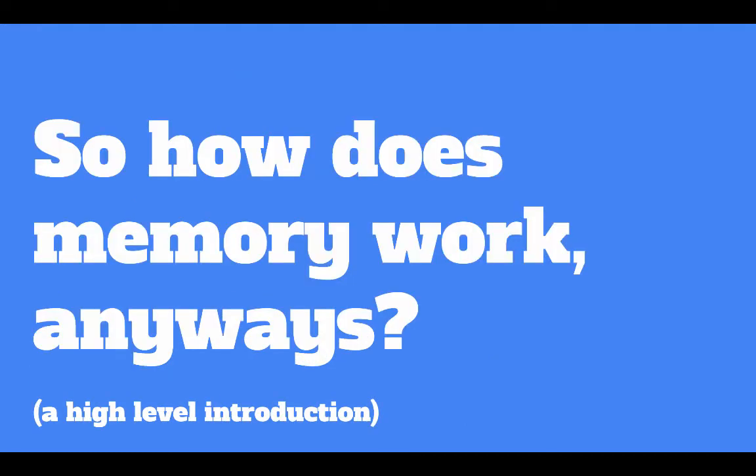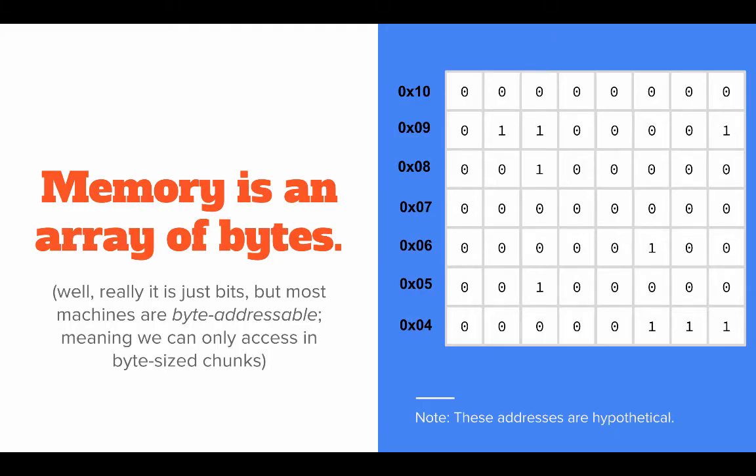All right, so now that we have a general idea what a pointer is, let's talk about how memory works. And I really want to emphasize that this is a super high-level introduction. There's a lot more detail that we can talk about later, but this is just to get you going. So memory can be thought of as an array of bytes. It's actually really just a bunch of bits stored, but most machines are byte addressable, meaning we can only access data at the byte level, so in byte-sized chunks.